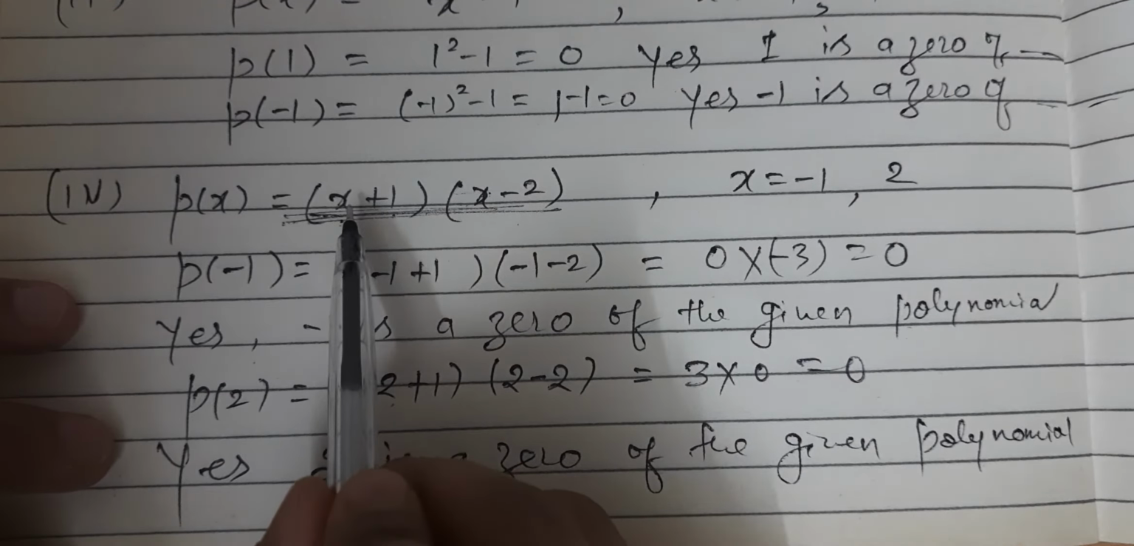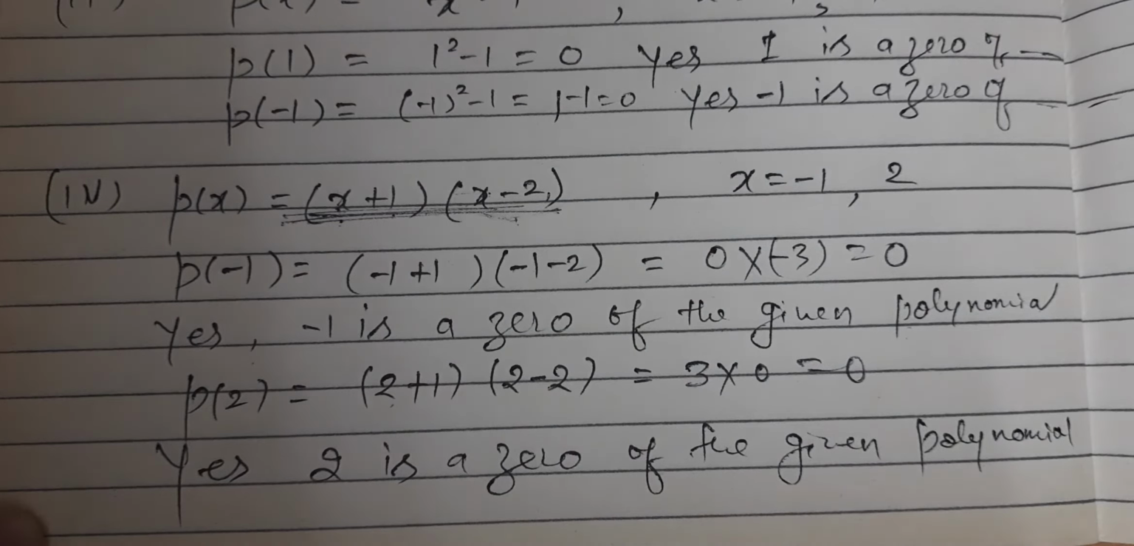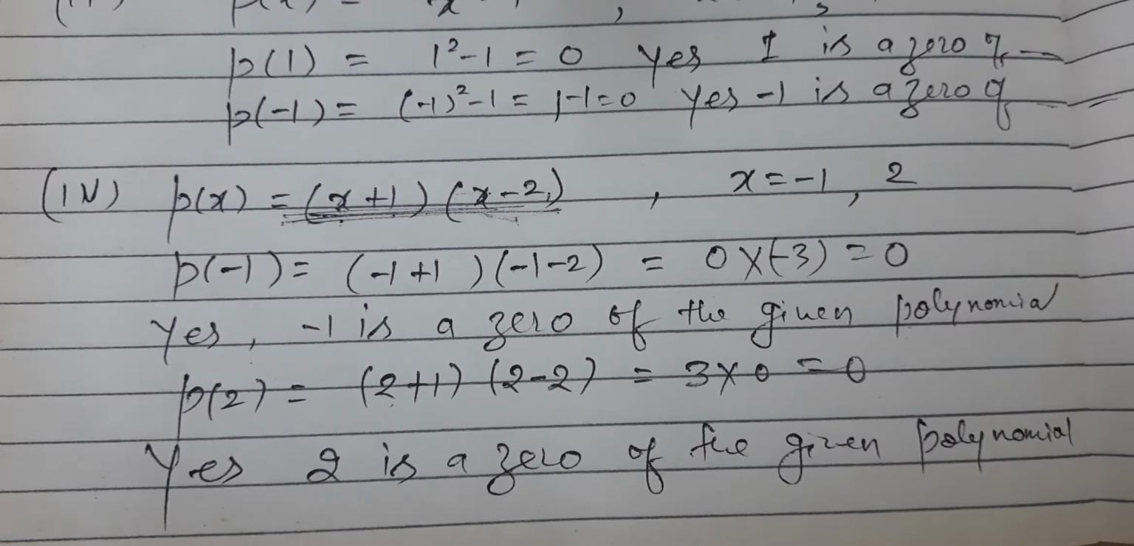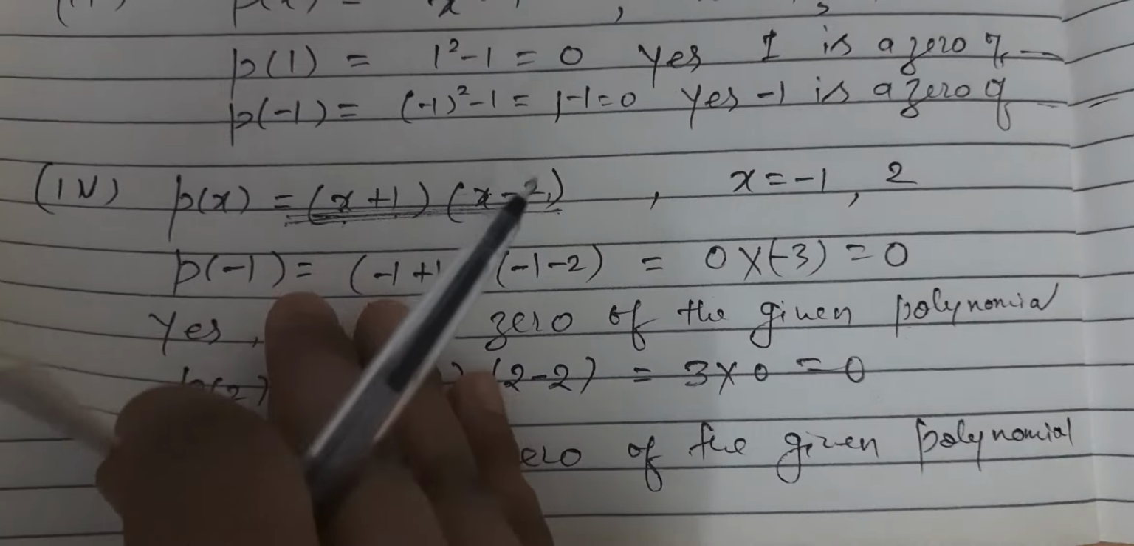So children, here in this question number 3, we are given 8 questions. First 4 questions I have done, and the next 4 questions I want you to solve on your own. If you find any difficulty, we will discuss. So the remaining 4 questions are for homework. Now we will see the last question of this exercise.